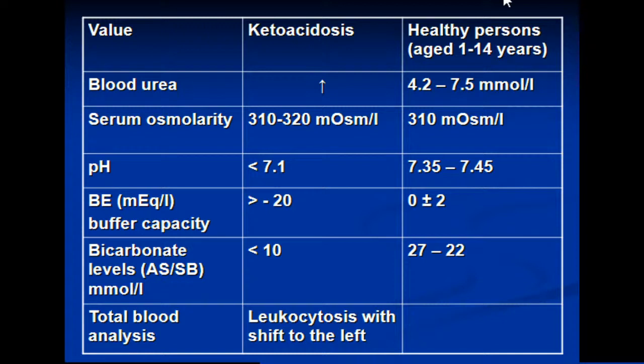pH in normal 7.35 to 7.45. Buffer capacity normal plus or minus 2. In diabetes mellitus ketoacidosis more than minus 20. Total blood analysis: leukocytosis, shift to the left and ESR increase.